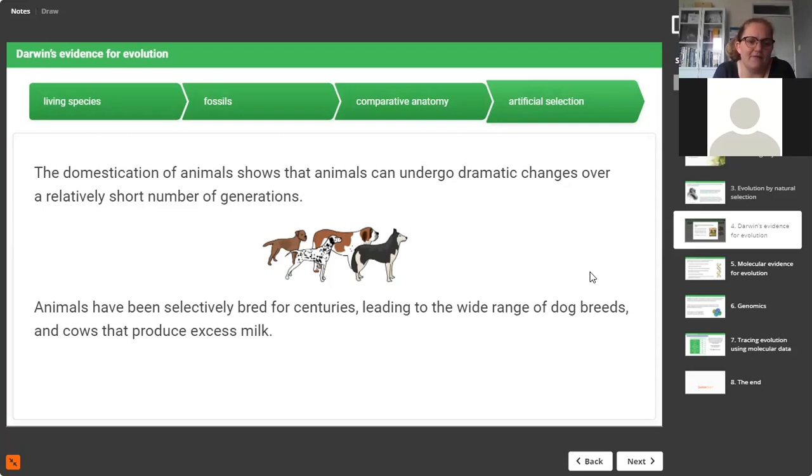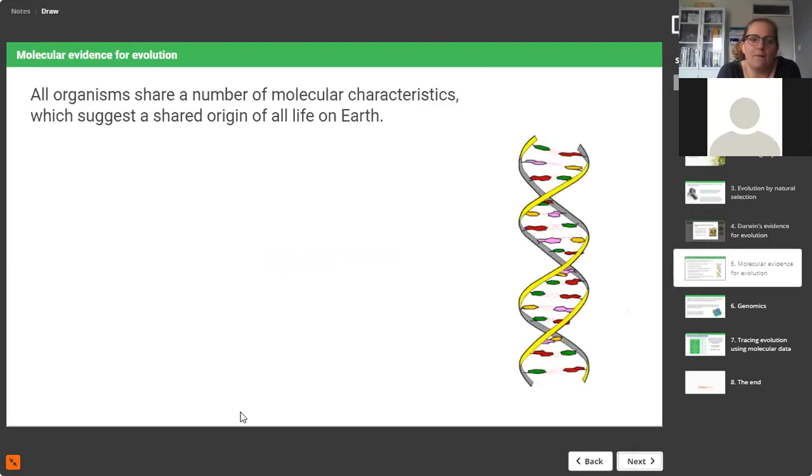Animals have been selectively bred for centuries, and this leads to a wide range of dog breeds, for example. We also use this a lot in agriculture, so cows that produce excess milk. The cows that produce the most milk were the ones that were always bred from. The cows that produce the most meat were the ones that were chosen to breed from, to increase those favourable traits. So then we've got molecular evidence for evolution.